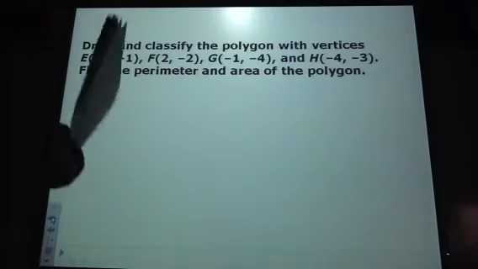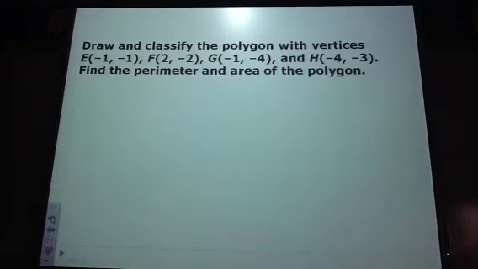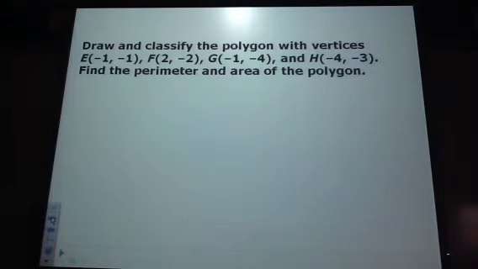All right, class, today we're going to talk about 10-4, perimeter and area in the coordinate plane. These problems are pretty lengthy in solving, so what I'm probably going to do is work one and then have you work one on your own to save time, and we'll go over it in class. For the first one, it says draw and classify the polygon with these vertices. Find the perimeter and area of the polygon.